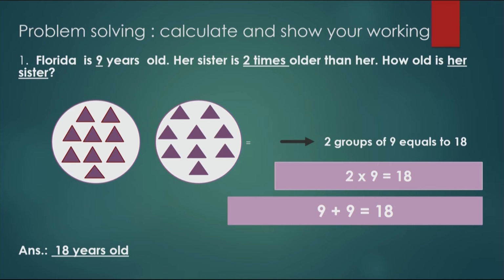That will result in 2 groups of 9 equals 18. Or you wrote 2 multiplied by 9 equals 18. Or did you try 9 add 9 equals 18? That's all very good working. The answer is 18 years old. So her sister is 18 years old.